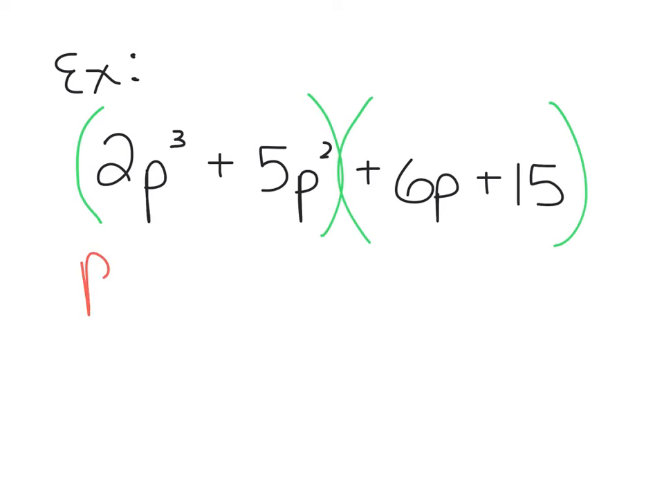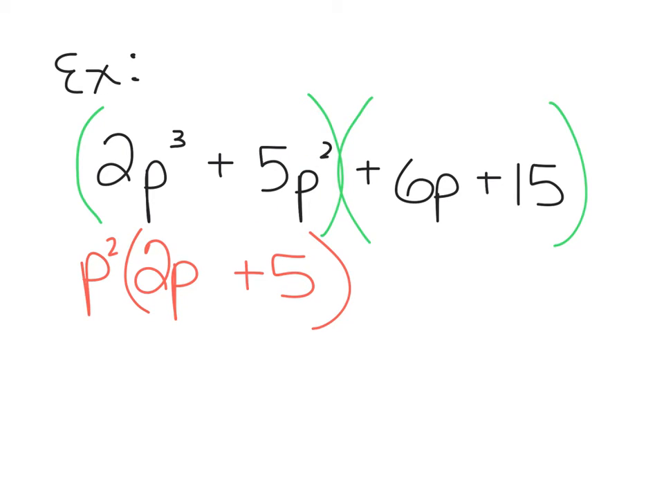Great, that's right. That would be p squared, because p squared is a factor in 2p cubed and 5p squared. So once we take out that p squared as your greatest common factor, we are left with 2p plus 5. Again, p squared times 2p is 2p cubed. P squared times 5 is 5p squared.